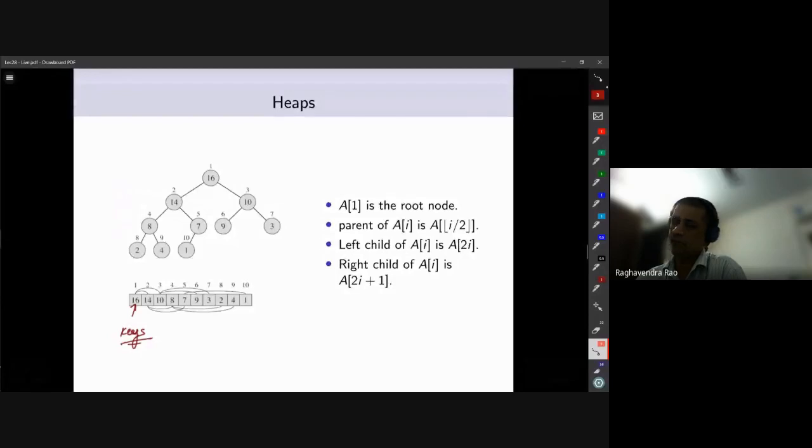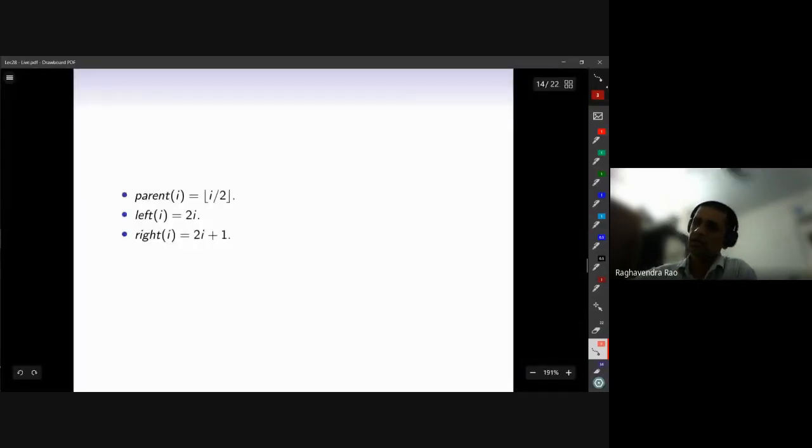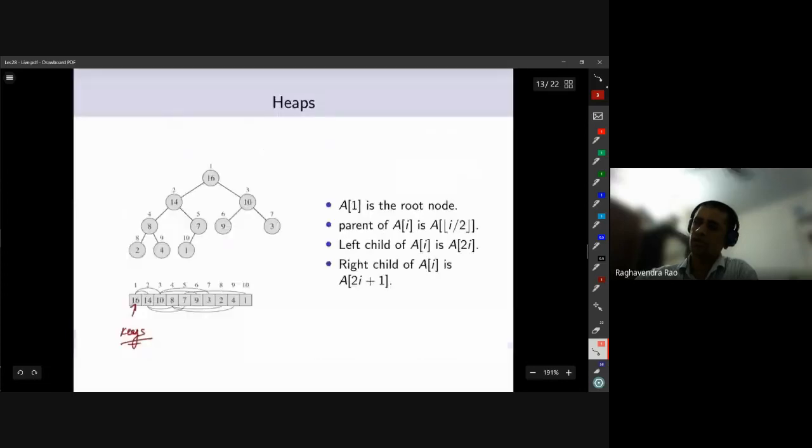So the left child of i is the array element indexed 2i. The right child of the ith element in the array is 2i plus 1. That's exactly here. So 2i plus 1 is 7 here. And for this one, 2i plus 1, which is 11, is not there.